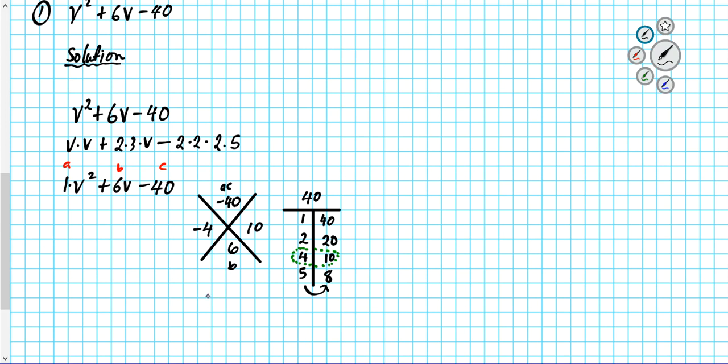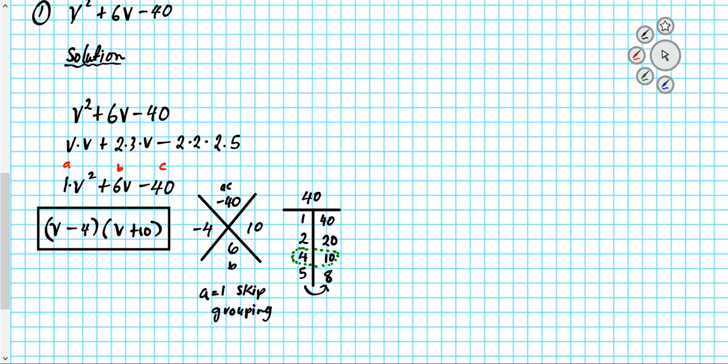So in this particular case, we have a scenario where A is equal to 1. Whenever A is equal to 1, you can skip grouping. We can skip grouping and head right to the completely factored form. So we're going to have v minus 4 times v plus 10. And that, ladies and gentlemen, is the answer to question number 1.